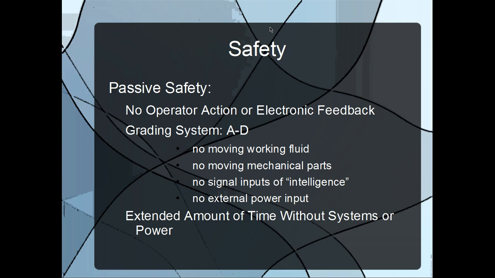The evaluation rating as to degree of safety as provided by passive safety systems is maintained by the International Atomic Energy Agency, or IAEA. This grading ranges from A to D depending on how many of the following the system makes use of: no moving working fluid, no moving mechanical parts, no signal inputs of intelligence, and no external power input. An example for the light water SMRs is the cladding around the fuel pellets used in the core.